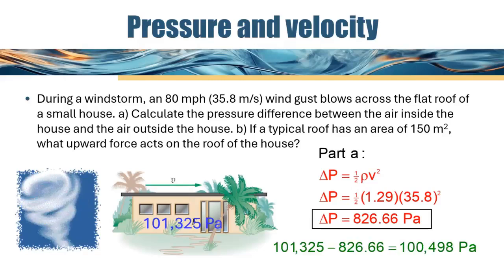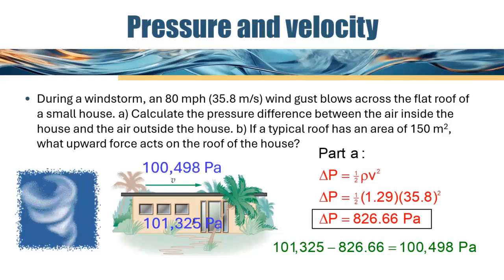But if the pressure is going to change outside the house, it was 101,325. Now I'm subtracting 826. So now the pressure outside of the house is 100,498 pascals. So now there's a pressure difference between inside the house and outside of the house.